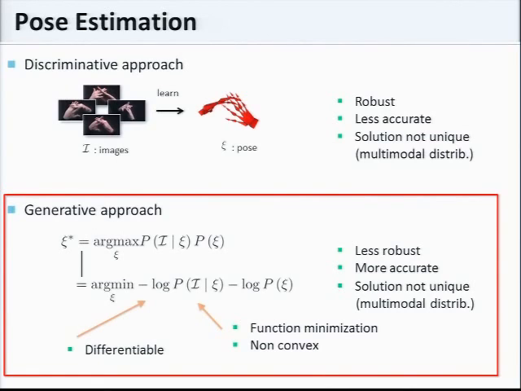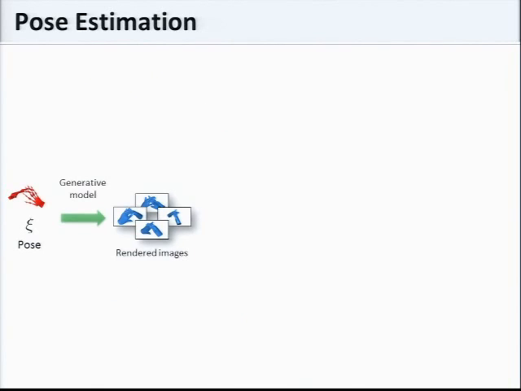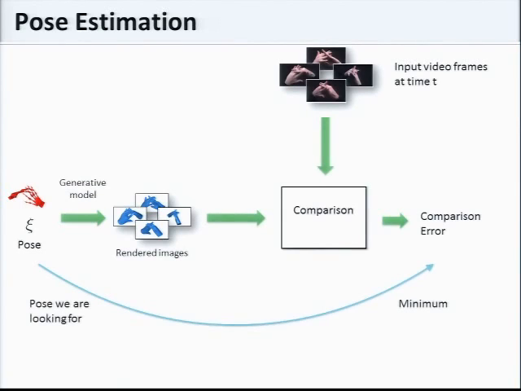Nevertheless, today I'm going to present a generative approach, where I will present some energy to minimize, but at least an energy that is differentiable, which means that I can apply local optimization to it, which, however, will still be highly non-convex. Following the generative model paradigm, what I discussed before about the model of the hands provides the generative model, which tells how the hands will look at a given pose Xi of our skeleton. By comparing this with the input images at a specific time t, the pose that we are looking for is the one that minimizes this comparison error, or at least one of the global minima of this comparison, assuming that our comparison function is correct.